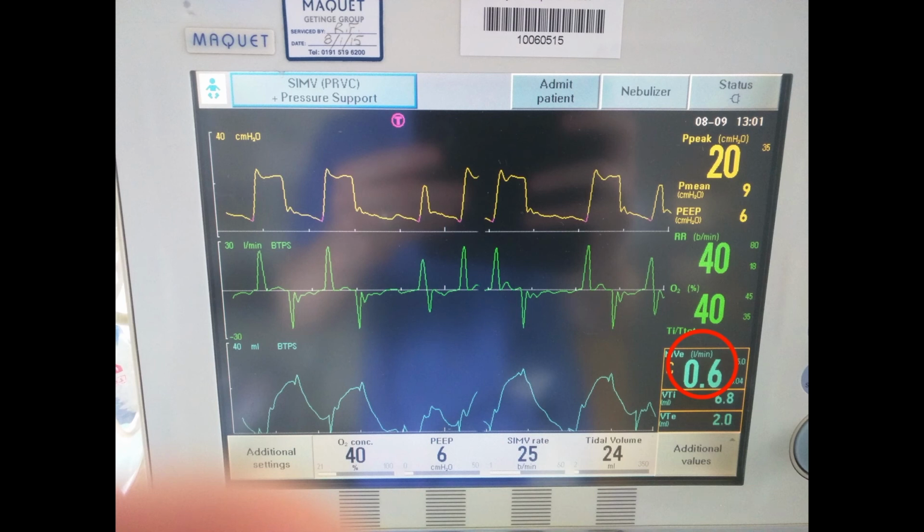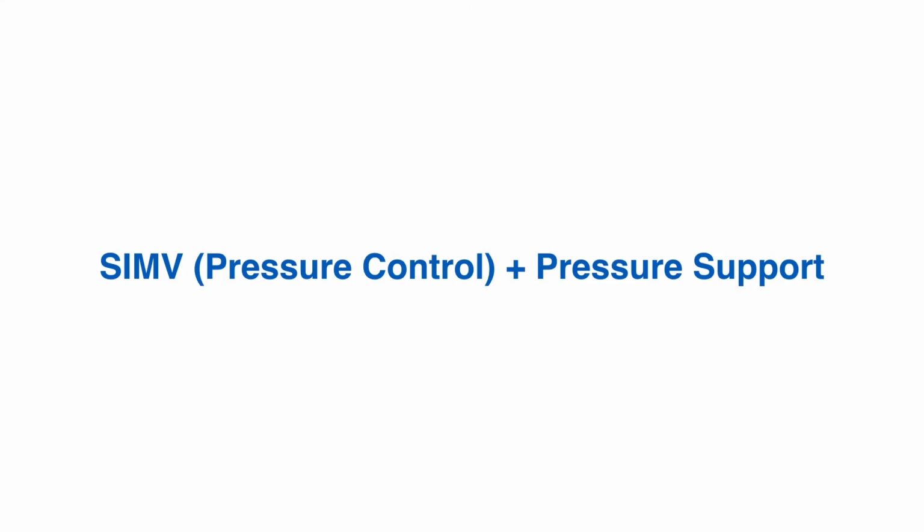Okay, so I do want to talk briefly about two other modes of ventilation you'll see used in the unit. The next one is SMV pressure control with pressure support. This is basically the same as SMV PRVC with pressure support, apart from you set a peak pressure, just like you would in pressure control, instead of a tidal volume in PRVC.